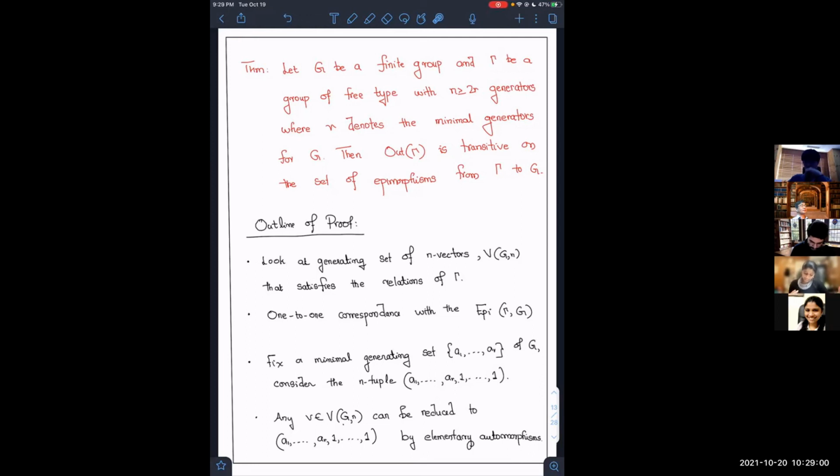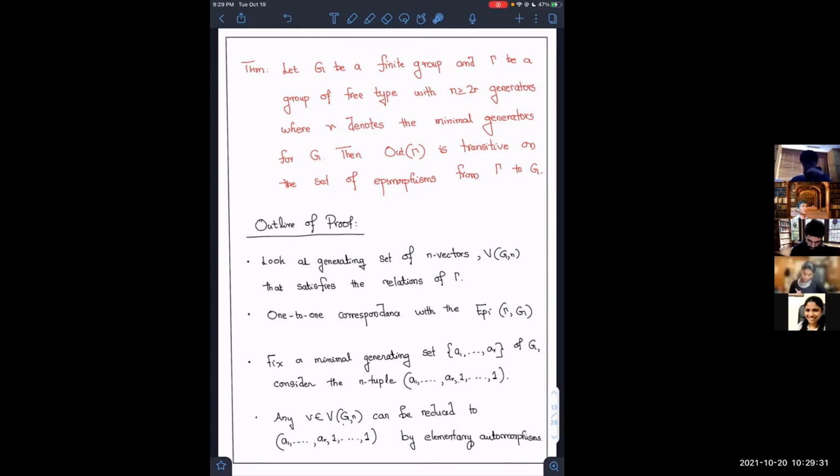And then the idea is to prove this. What we want is basically we fix a common element from this set of generating vectors, and then we show that if you take any other generating vector of length r, then we can always reduce it to this fixed element. So take a minimal generating set A1 to AR, and then we consider this element A1 to AR. And then call the rest of the elements 1.